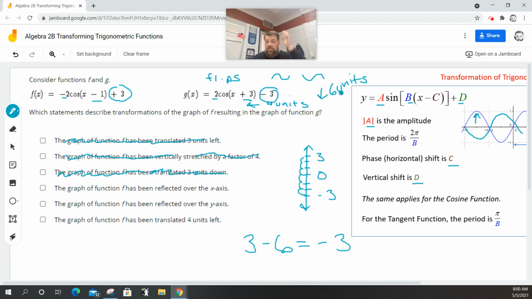The graph has been reflected over the x-axis. That's a more formal way of saying we flipped it. So this -2 switching to a +2, that's that one. The graph of the function f has been reflected over the y-axis. No.